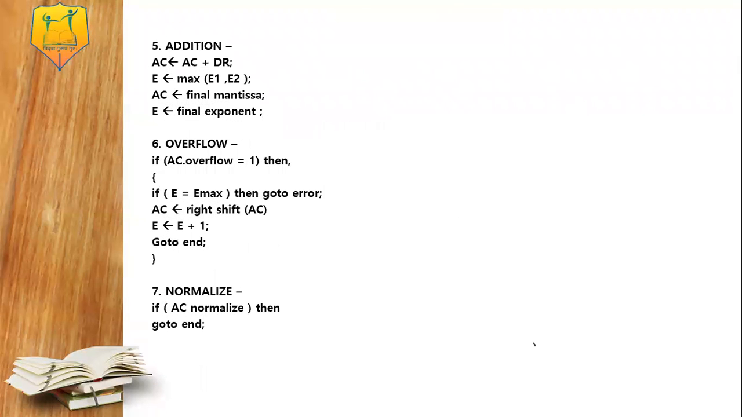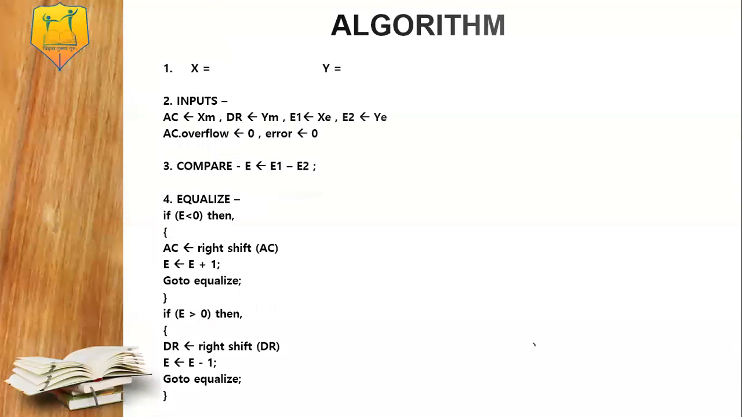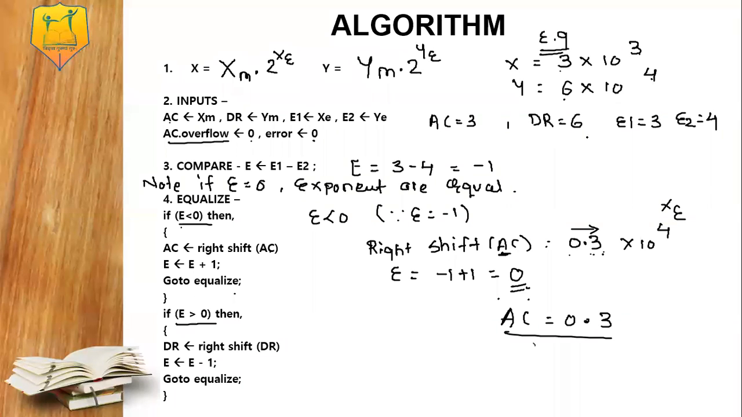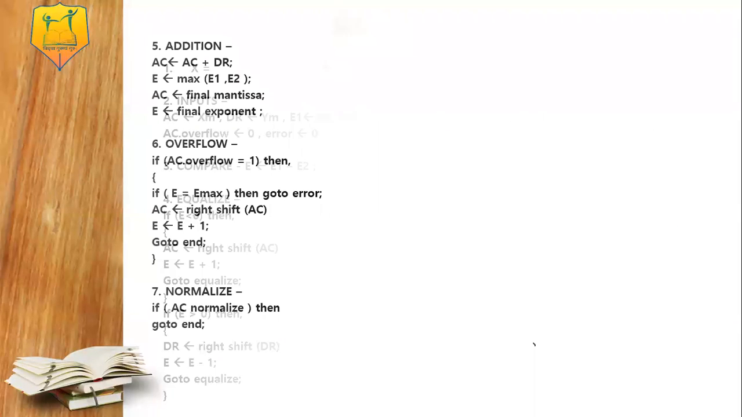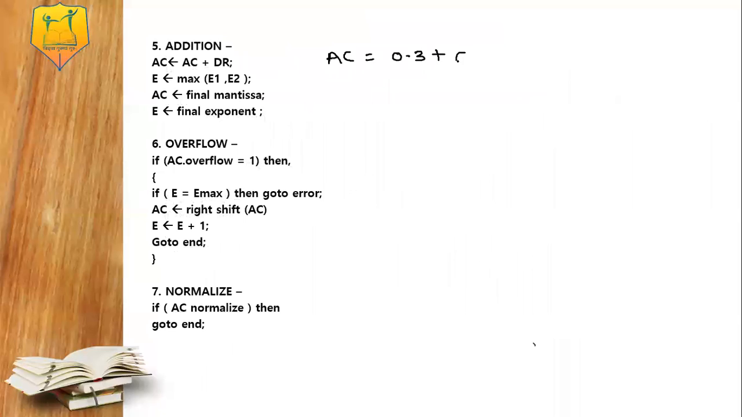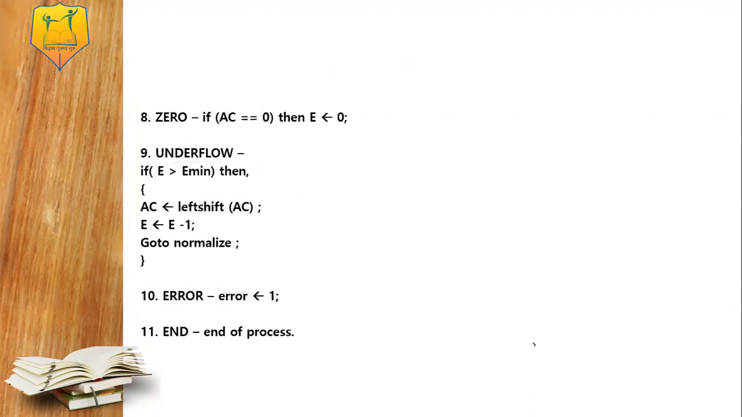Next is what? Perform the addition. I am performing the addition. AC is equal to AC plus DR. Now AC becomes 0.3 plus DR. What was DR? Let me see. Okay. What is DR, guys? It's 6. Okay. So it's 0.3 plus 6. It becomes 6.3. Fine. And E becomes the maximum value of E1 and E2. E1 is what?